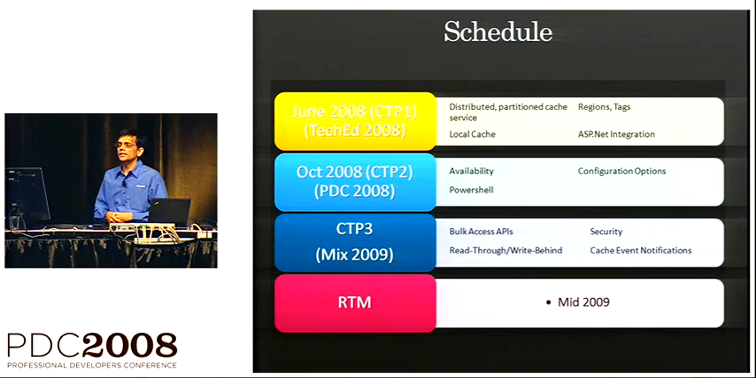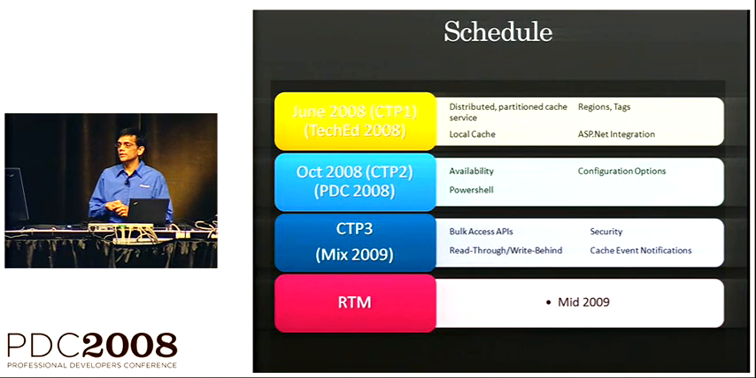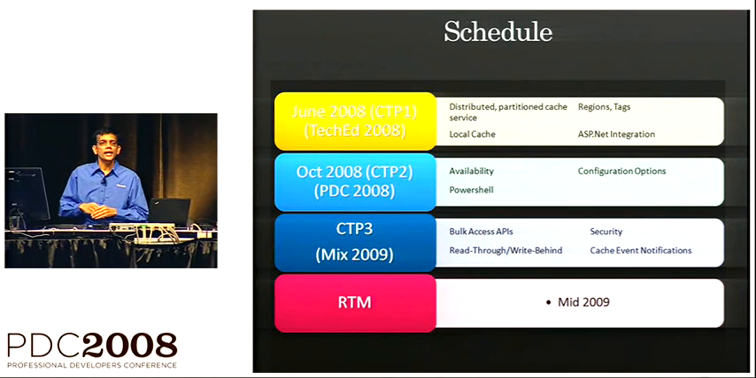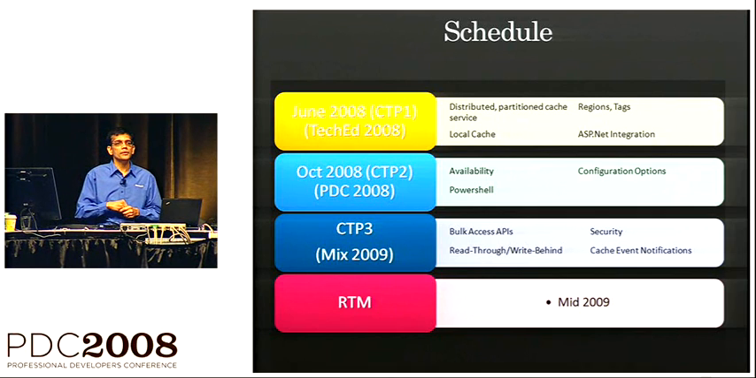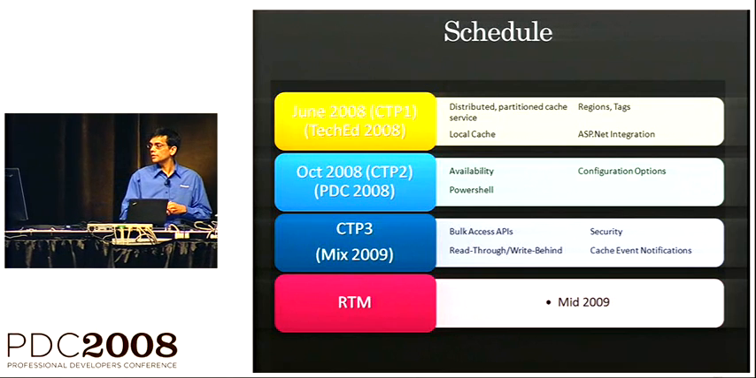So this is going to be the schedule. We did the CDP1, as I talked about before. For CDP2, we have availability. The new features are availability, PowerShell, and some of these configuration options, like talking to SQL Server and so on. For CDP3, we have bulk access APIs, security, read-through, write behind, and cache event notifications.